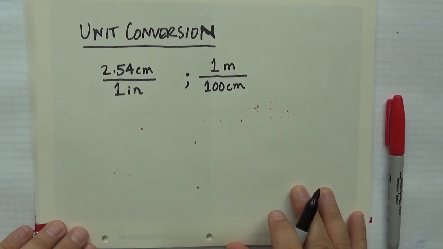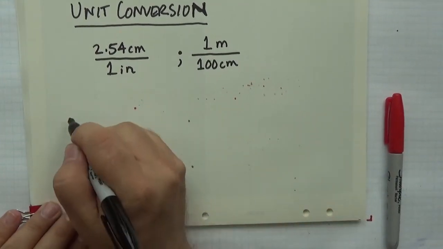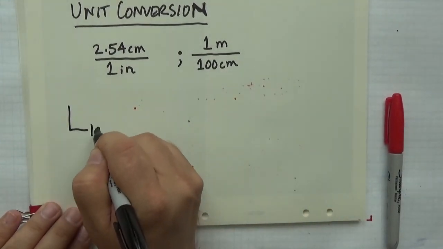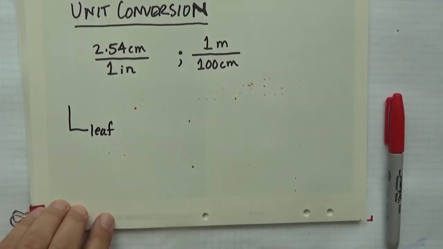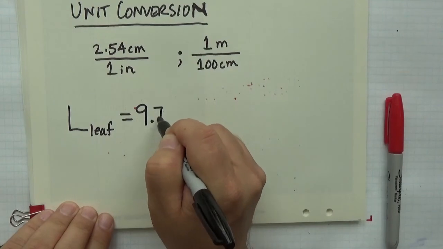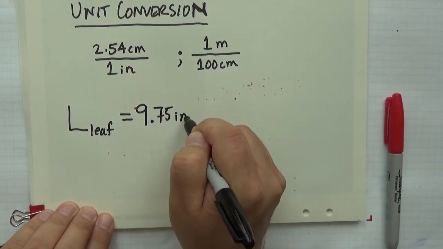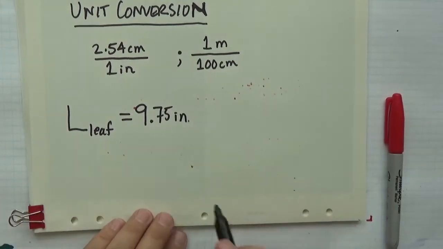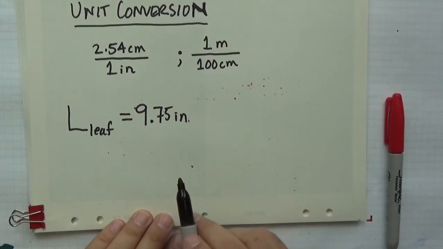Okay, so how do we do a unit conversion? Well, we know the length of our leaf, which I'll write as L right here. The astronaut foolishly reported it to us as 9.75 inches. Okay, and so now I want to convert those inches into meters.